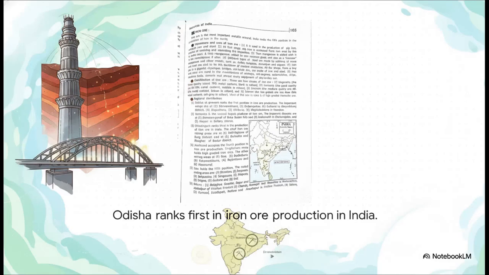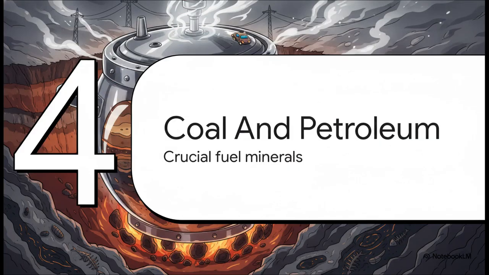Geography बिना map के आधी होती है. Notice the region highlighted on the eastern side. That is Odisha. Odisha ranks first in iron ore production in India today. If we look closely at districts like Mayurbhanj and Keonjhar, these are the heavy-duty treasure chests of Indian iron. Next time you see an iron pillar or a steel bridge, just imagine that the metal probably came from these very mines.